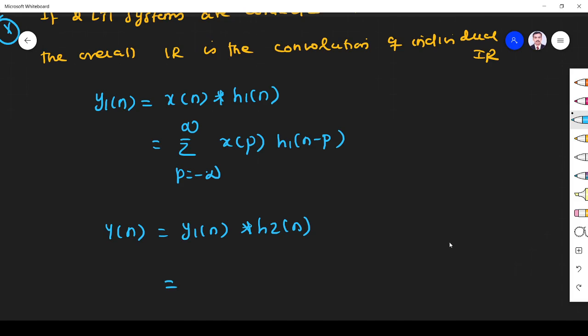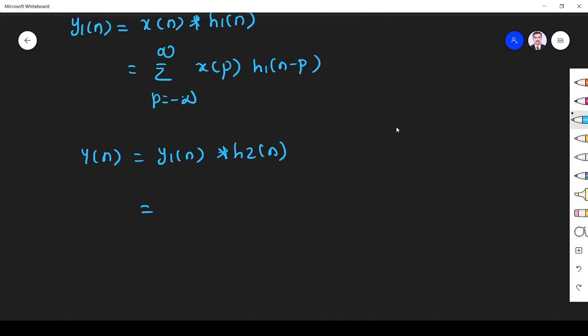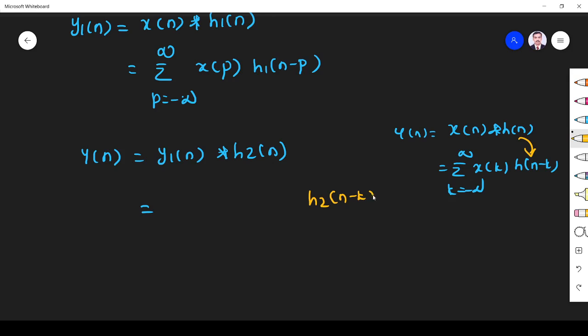Now I use the term k. In general, we write y[n] as x[n] * h[n], the sum over k from minus infinity to plus infinity of x[k] h[n minus k]. So h[n] is replaced by n minus k. So h2[n] I first write as h2[n minus k], with the summation from k equals minus infinity to plus infinity. Here is the input and here the impulse response. The impulse response I replace with n minus k. In the input, I replace n with k.